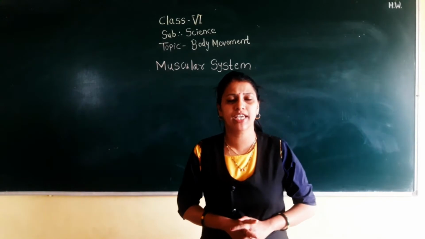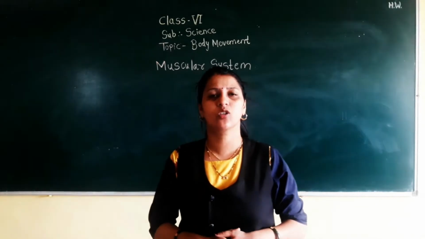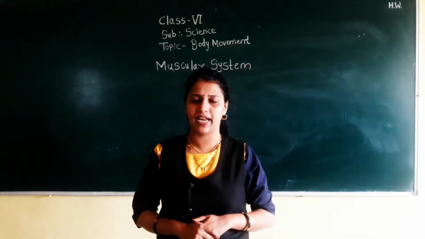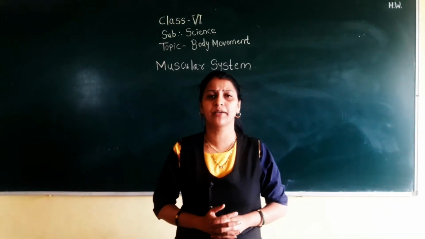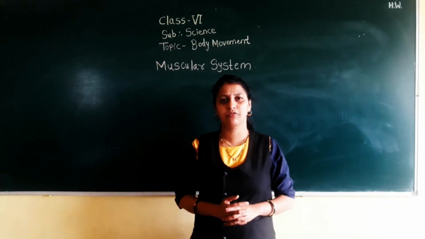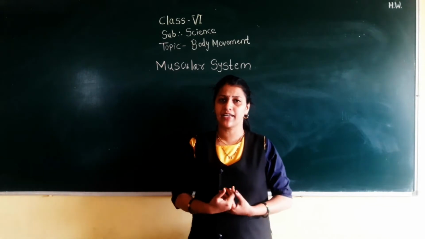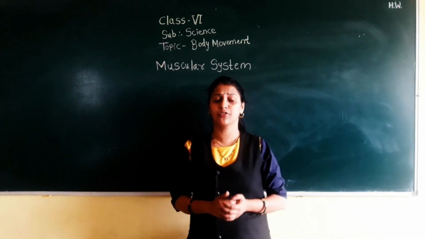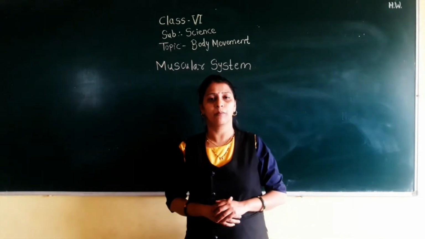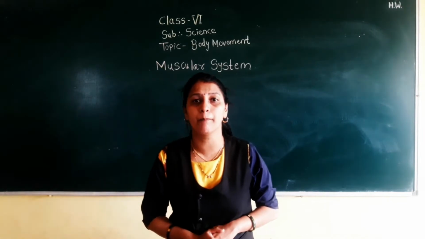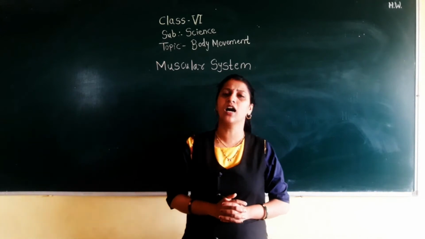In the last video we discussed that where bones meet, that part is called a joint. And the bones at joints are joined by elastic fibers called ligaments. Am I right? Now if you look at the human body, we cannot see the bones, but we can see the muscles. Our whole body is covered with muscles.